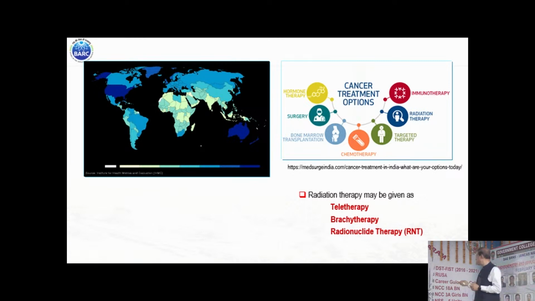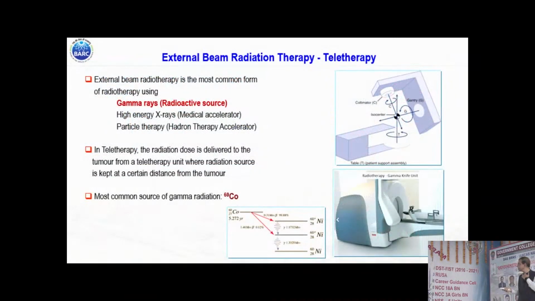There are many techniques available, like hormone therapy, surgery, bone marrow transplantation, chemotherapy, different ways of targeted therapy, radiation therapy, immunotherapy, etc. It is a very tough disease to control. You need to use multiple techniques depending upon the condition of the patients. I will concentrate here on how radiation can help in treating cancer patients, and it can be done in 3 ways: teletherapy, brachytherapy and radionuclide therapy. I will try to explain briefly what these are.